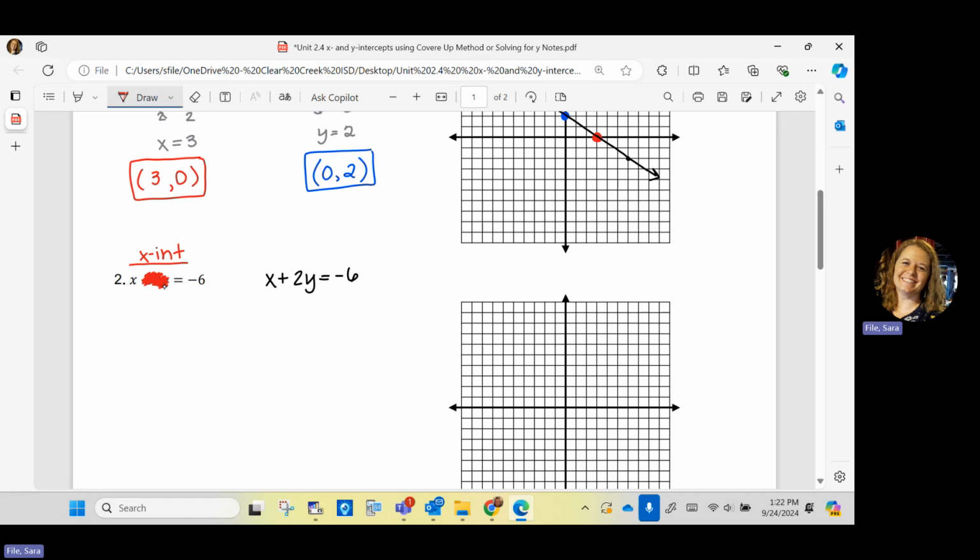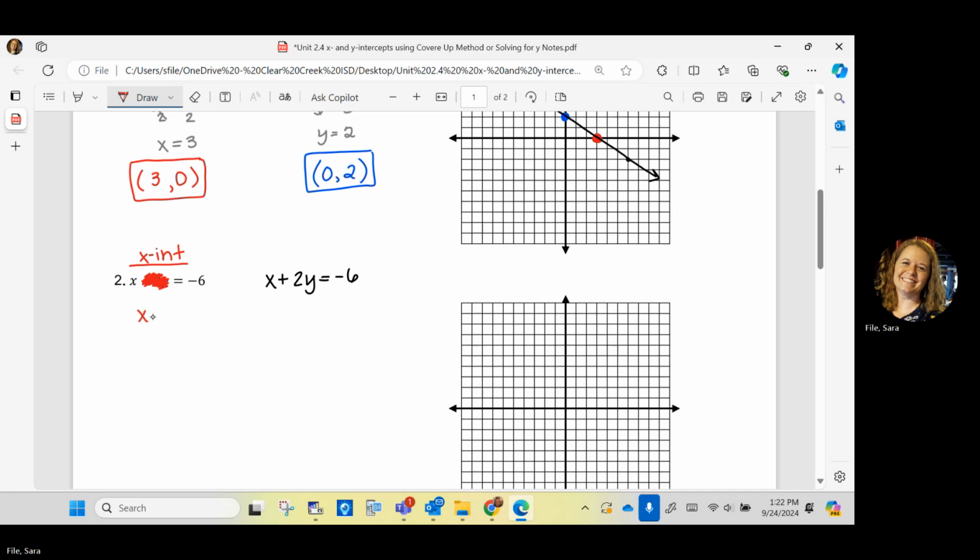It's gone. Cover it up. You can cover it up with your finger and then do this in your head, or you can literally cover it up by scratching it out like that. But if I cover up the y term, all that's there is x equals -6.